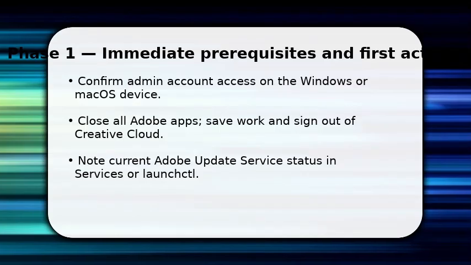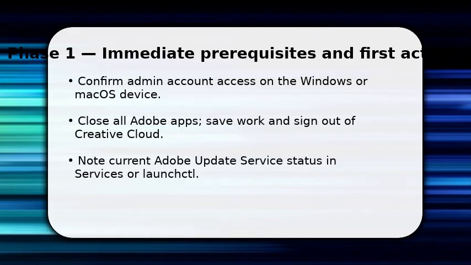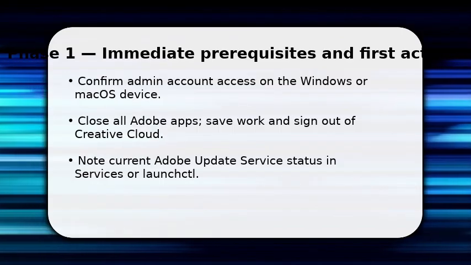You need admin rights, so sign into the administrator account now. Once you have control, close all Adobe apps and sign out of Creative Cloud. Open Services on Windows, services.msc, or use Terminal with launchctl list on macOS to check the Adobe Update Service entry. Take note of its exact service name: Adobe Acrobat Update Service, Adobe Genuine Software Integrity Service, or Adobe Updater, because you will reference it directly.